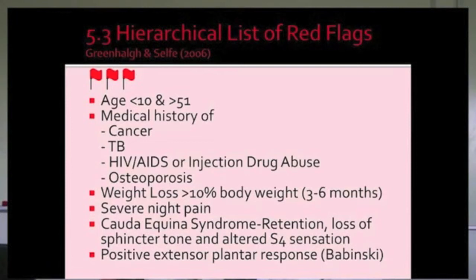If we look at previous medical history, we've got things such as cancer, TB, HIV/AIDS or injection drug abuse, osteoporosis. And again, particularly with things like TB, HIV/AIDS, we need to consider the environment in which you're working. Okay? Osteoporosis, again, we may need to think about the age of the patient. One of the things that we spent quite a bit of time looking at was weight loss.